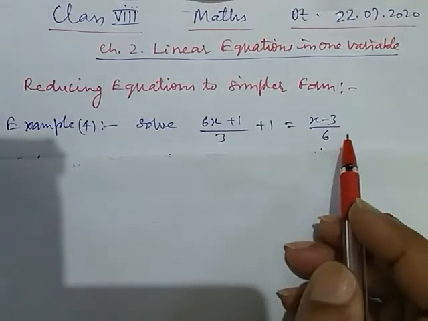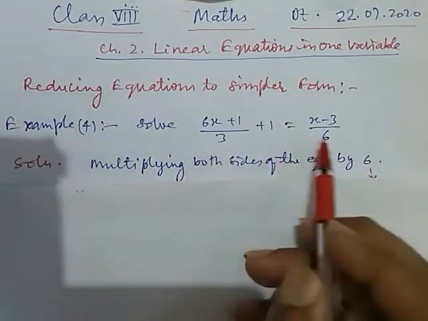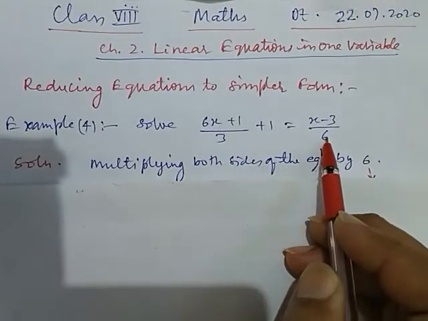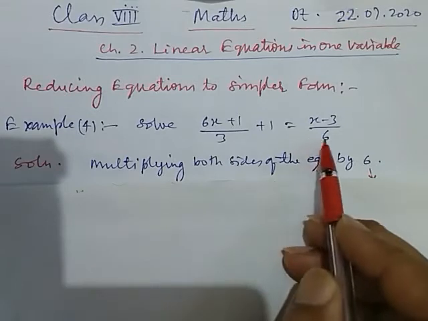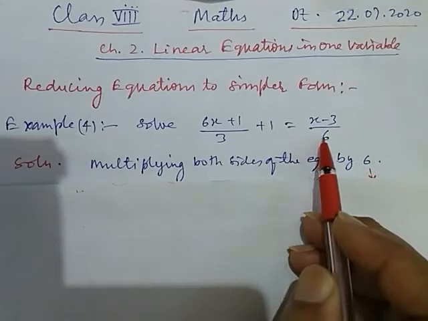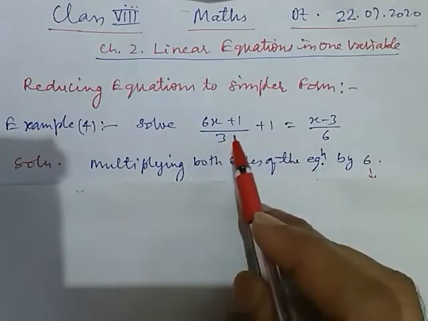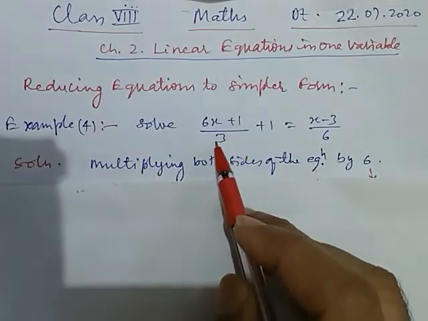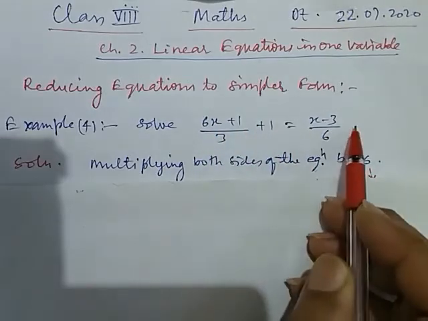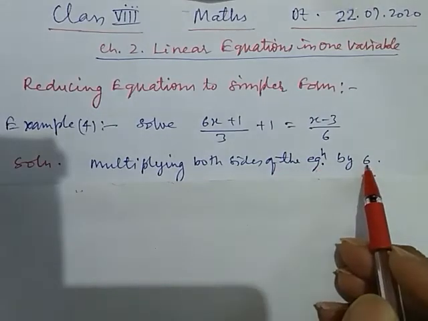Okay, so we start. First we look here, where one number is 3 and the other number is 6. So we take the LCM of both the numbers. The LCM of 3 and 6 is 6. So we multiply both sides by 6. So this 3 and 6 are removed and the equation becomes linear. So we are multiplying both sides of the equation by 6.